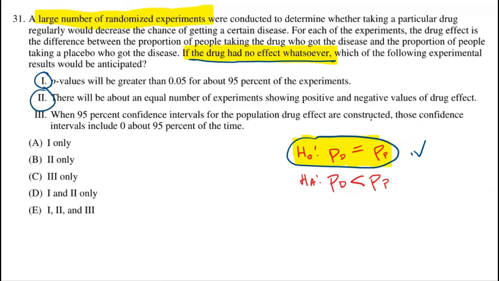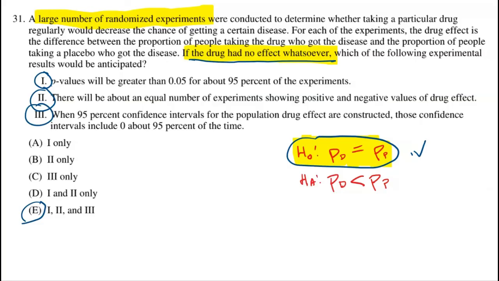3 says when 95% confidence intervals for the population drug effect are constructed, those confidence intervals include 0 about 95% of the time. Yes, because if there really is no difference between using the drug and using the placebo, if we were to construct a confidence interval for that difference, we would have a 0 in that confidence interval, meaning that, well, there very well could be no difference. So all 3 of those are going to be true, which means choice E is correct here.